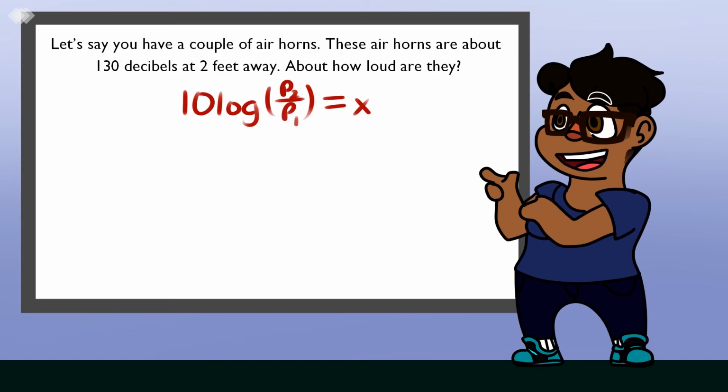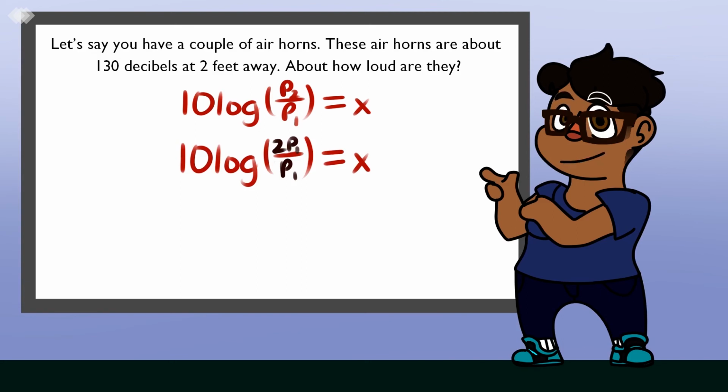Our reference level is 130 decibels, so that would be P1. Since there are 2 air horns, your P2 is actually equal to 2 P1. Now, don't solve yet. Do not plug in your values. You need to expand the equation first, then it gets easier from here, and I'll show you why.